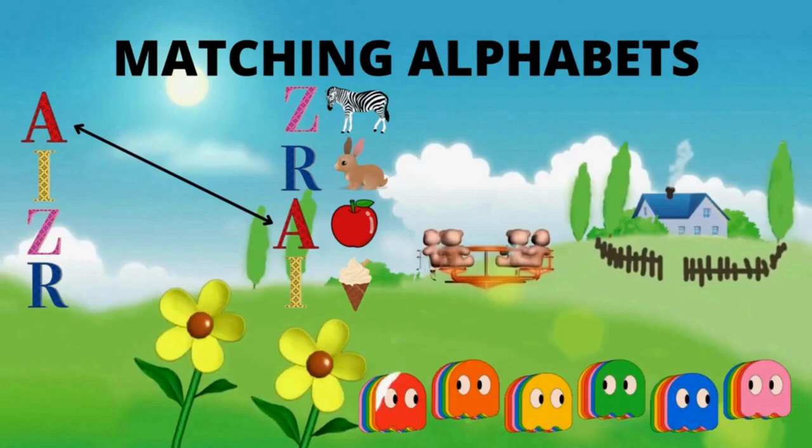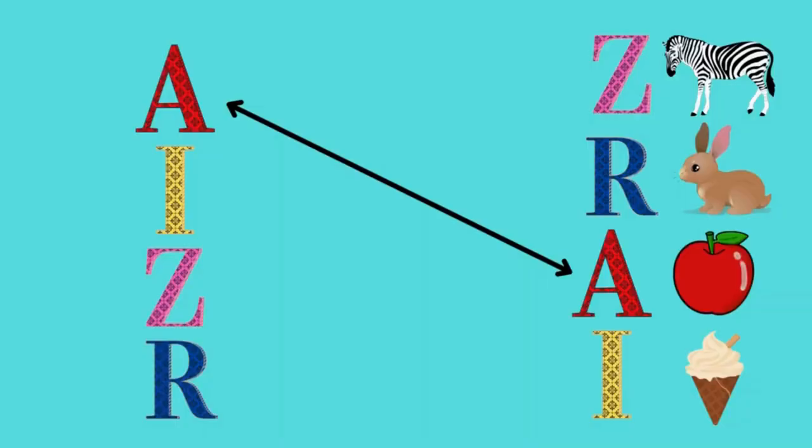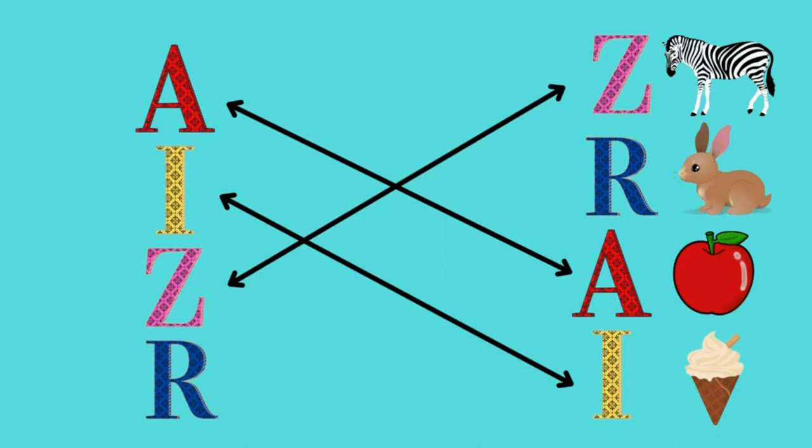Kids, welcome to my channel. It's time to match the alphabets. Are you ready? A. A is for apple. Where is apple? I. I is for ice cream. Match the I. Z. Z is for zebra. R. R is for rabbit. Match the rabbit.